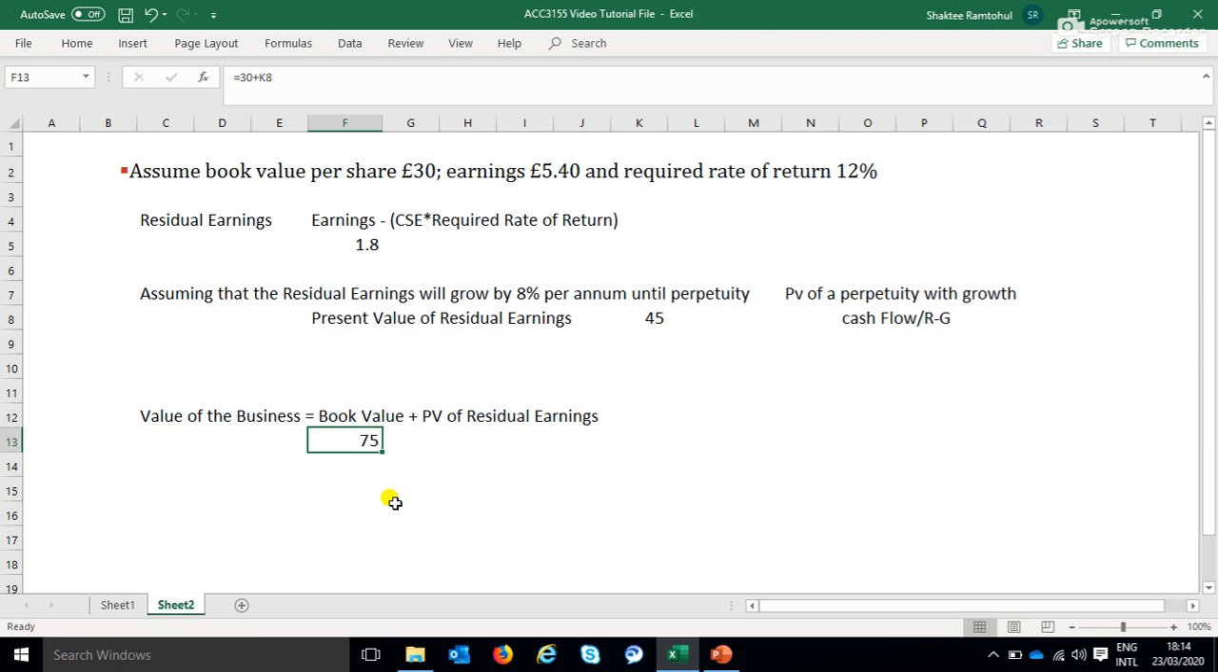So again, this was a simple example to illustrate how residual earnings work for a business that will continue in the foreseeable future. And in the next video, we will try to take on a bigger example with different figures.